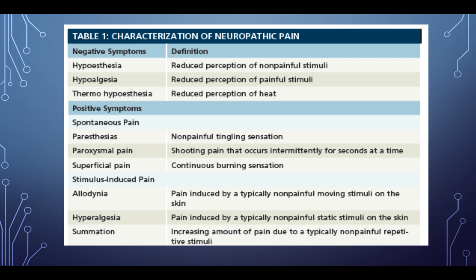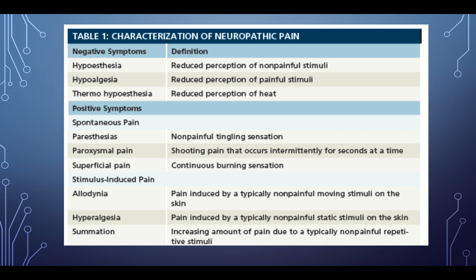I know we've gone over a lot of this, but just as a reminder, remember the brain's language is repetition, so the more we do these things, the better and more efficient you'll get at it. Hypoesthesia is reduced perception of non-painful stimuli, and these are negative symptoms of neuropathic pain. So if these people have these symptoms, it's probably not neuropathic pain. Hypoalgesia, reduced perception of painful stimuli. Thermohypoesthesia, so reduced perception of heat.